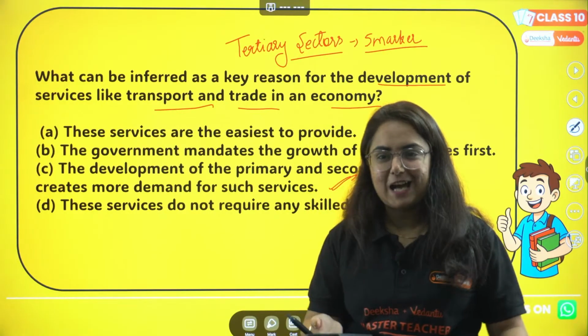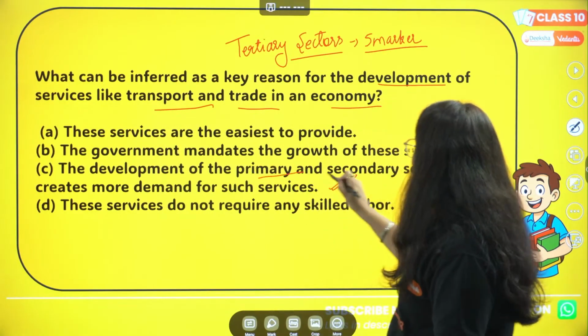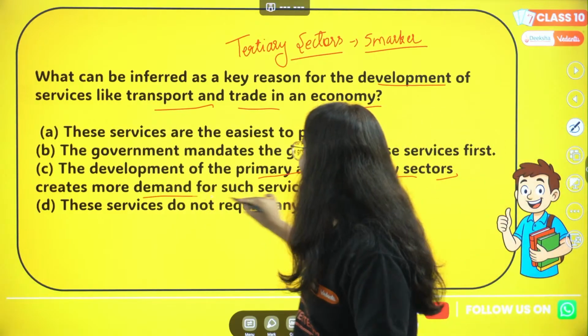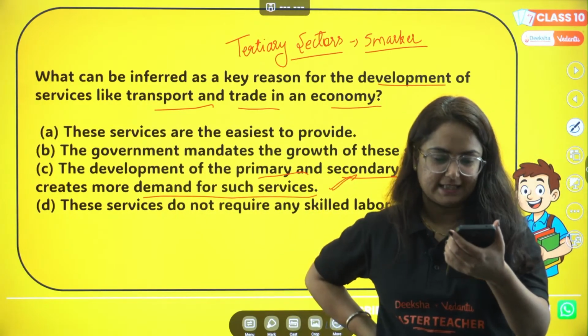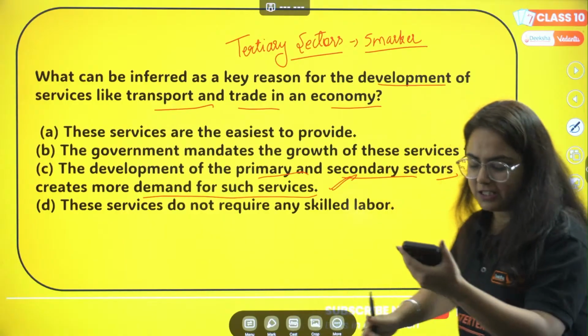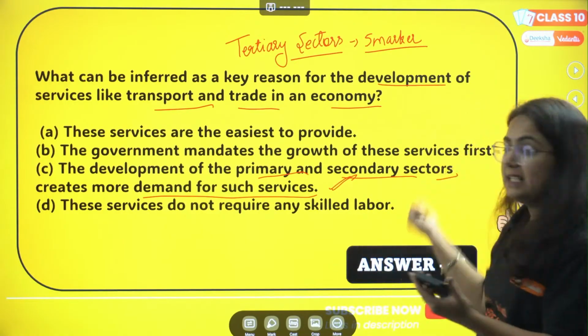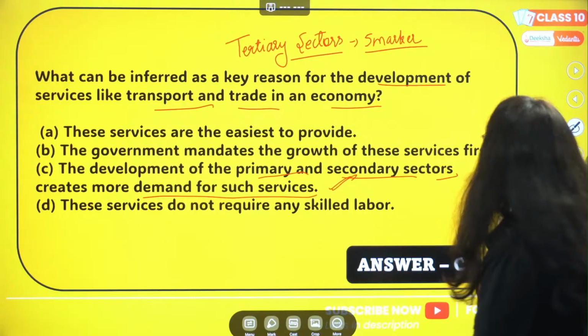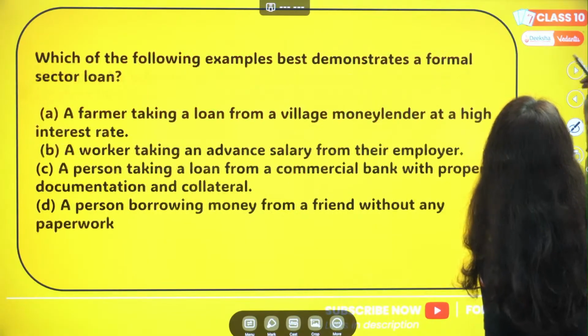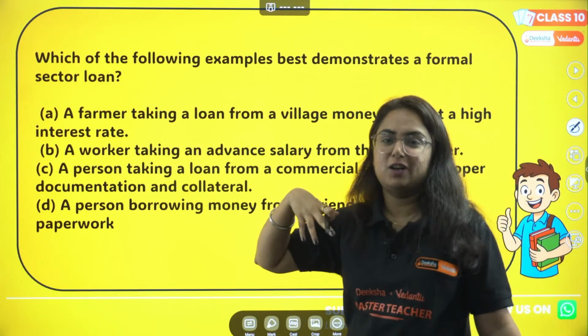Okay, so this is how it will be made. So development of primary sector and tertiary sector creates more development for such services. Yes, option C is very much correct to the question. Answer is C.